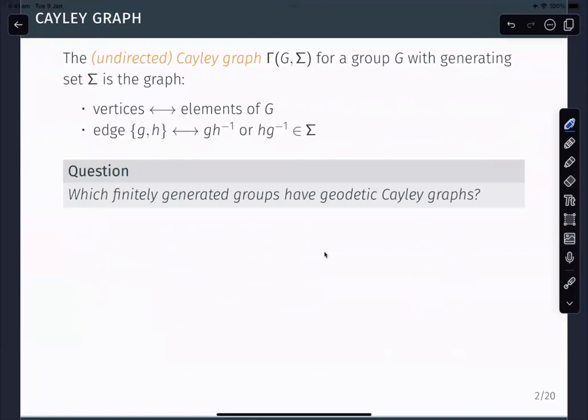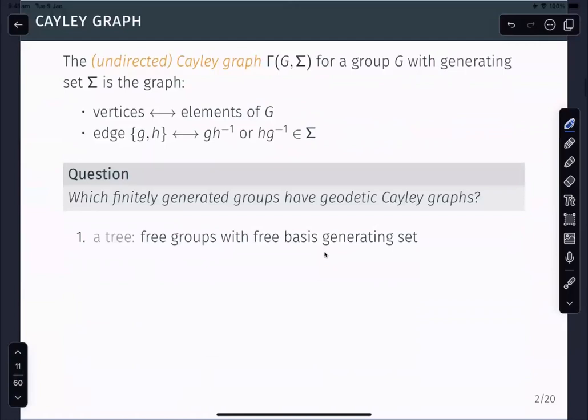Well, let's go through the list again. A tree: we're going to get all free groups with a particular choice of generating set, of course. So you have to be careful about how you choose the generating set. So a tree is going to correspond to free groups.